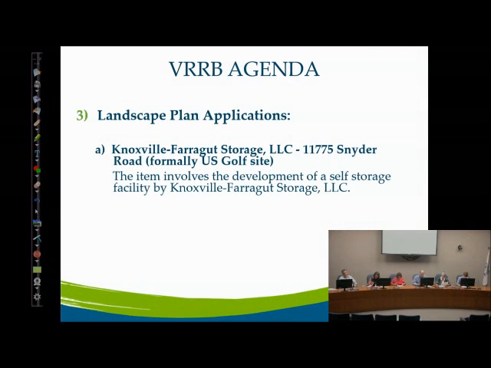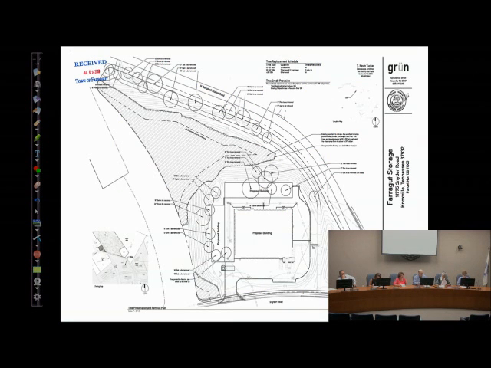All right, so moving down to the landscape plan applications. We have one for Knoxville Farragut Storage, Snyder Road, where U.S. Golf was formerly. This is a redevelopment of the U.S. Golf site, and they're basically going to demolish the building and most of the site. The detention basin near Campbell Station Road and Snyder will be retained. They're obviously going to make it look a lot better, but they will be using part of that. They'll also be building a walking trail along North Campbell Station Road, which is a pretty substantial undertaking, quite a distance there, and that'll be a nice addition to our walking trail network.